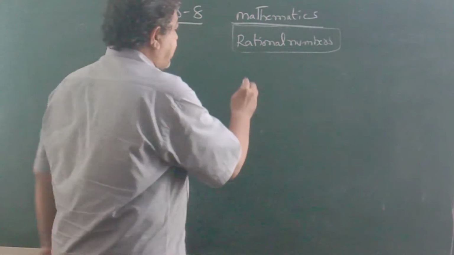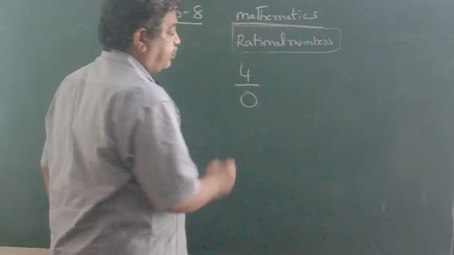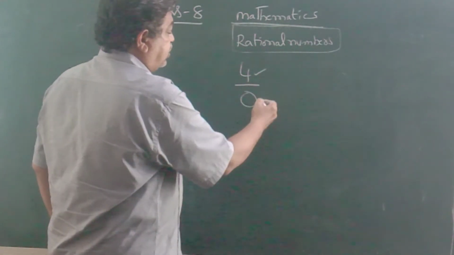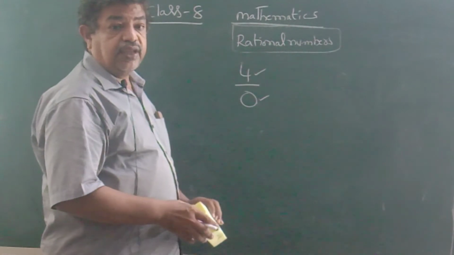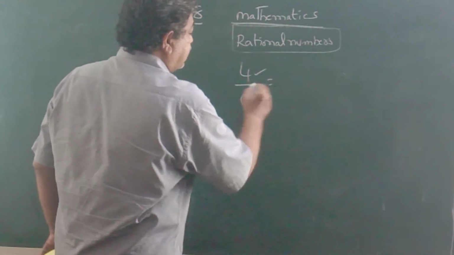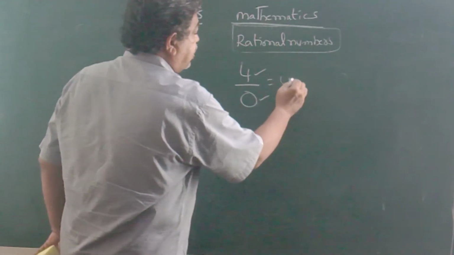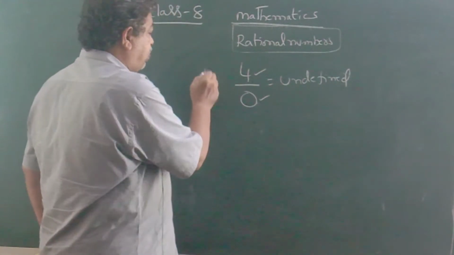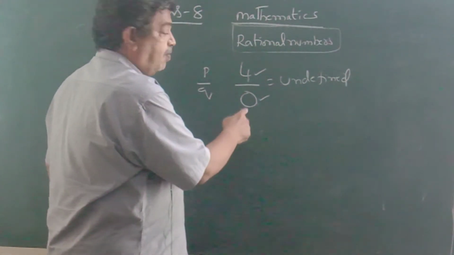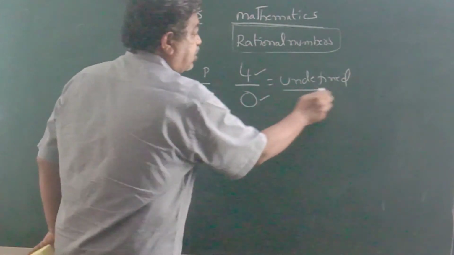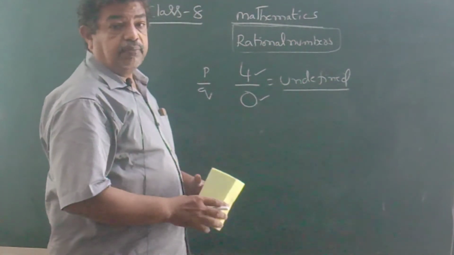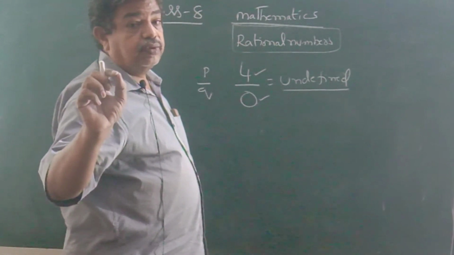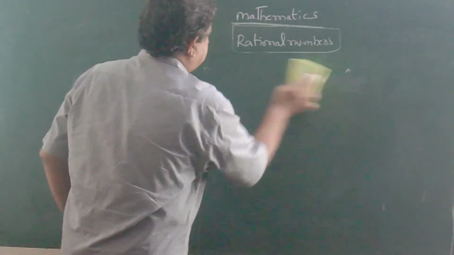Next, I write a rational number of the form 4 by 0. Is it a rational number? 4 is an integer, 0 is an integer, both p and q are integers. Can you define the value of 4 by 0? That means you want to divide 4 with 0. You cannot divide a number with 0, so its value, though it appears to be in the form of p by q, but q is equal to 0. The value of 4 by 0 we cannot define. It is said to be undefined. So a rational number which is in the form of p by q has another condition that q is not equal to 0.